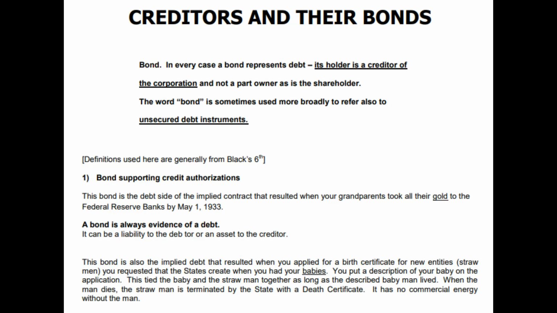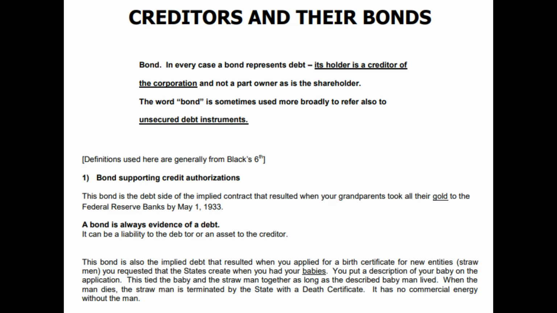Creditors and their bonds. Bond. In every case, a bond represents a debt. Its holder is a creditor of the corporation and not a part owner, as is the shareholder. The word bond is sometimes used more broadly to refer also to unsecured debt instruments. All right? So a bond is a promise to pay, essentially. We'll get into what the bonds are and what they mean and what they're based upon in the next couple of pages.